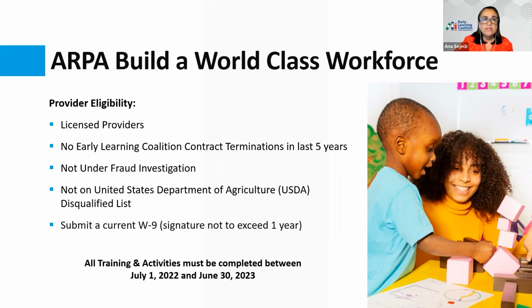The last thing we need from you is to make sure that you have a current W-9 form submitted with us, and you're going to see how easy it will be for you to upload that in this new system. And again, one of the other things you are going to find out is that all training and activities that are tied to these grants have to occur between July 1, 2022, so that's last July, and must be completed by June 30th, 2023.